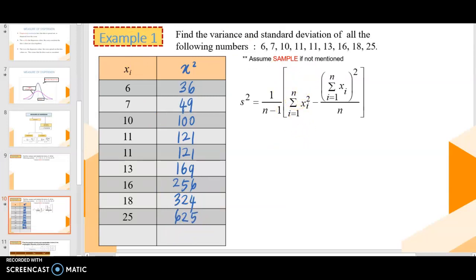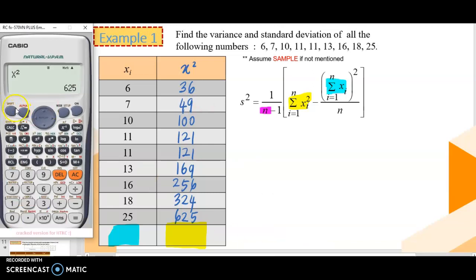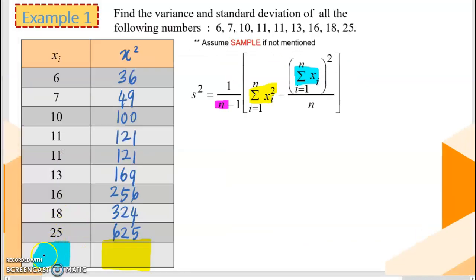And then based on this formula, we are going to need summation of x squared. This one, we are going to find the summation of x squared. And then we need summation of x and then we square. So we need summation of x. N will be the number of data. Now we are going to calculate for the summation. Summation of x will be 117. Summation of x squared will be 1801.